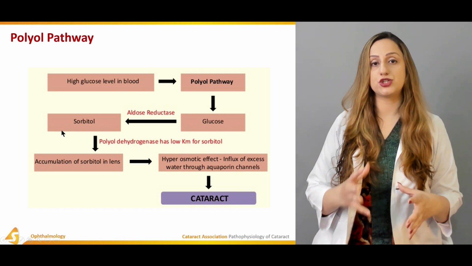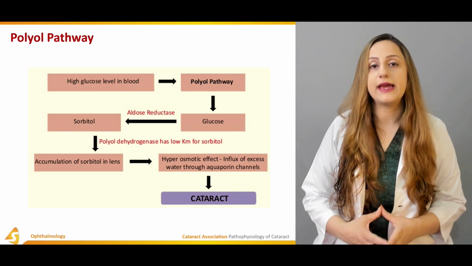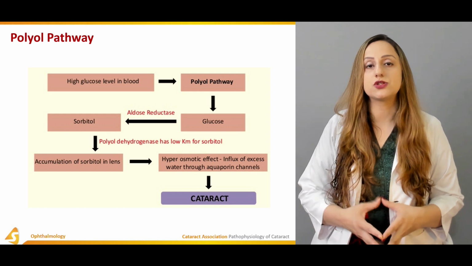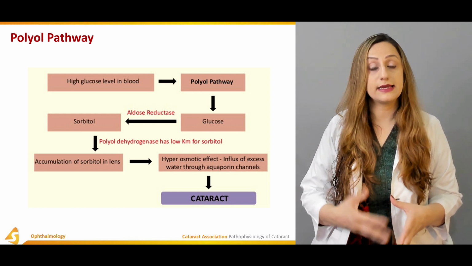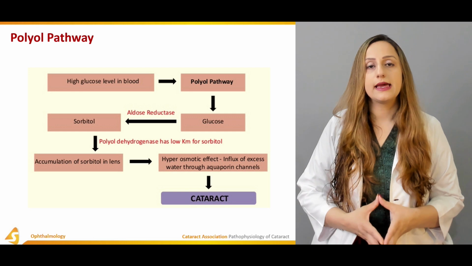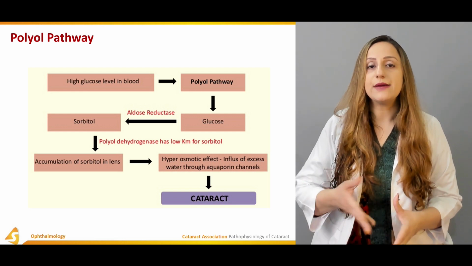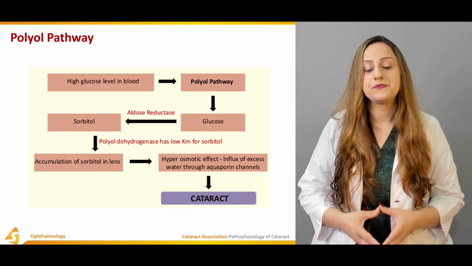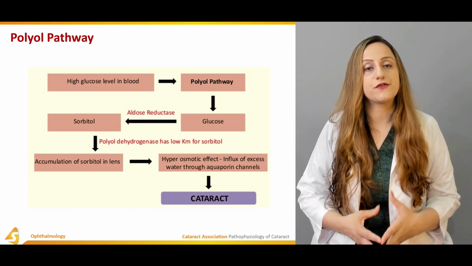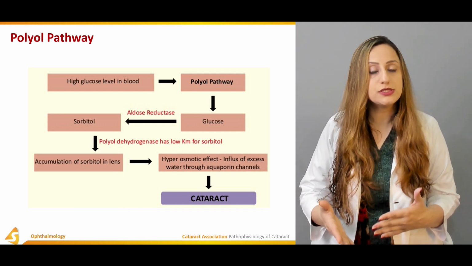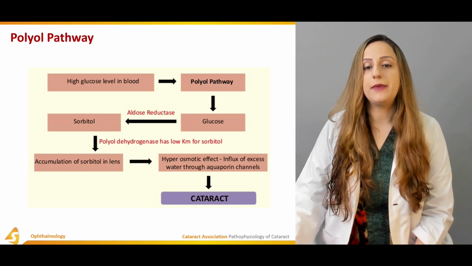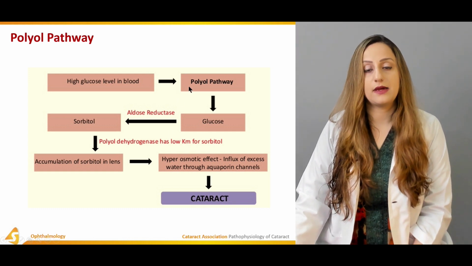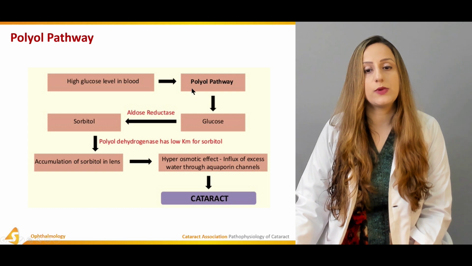When is this condition mostly seen, that we have high glucose levels in the blood? Obviously, the excess glucose is present in the blood in diabetic patients. So diabetes mellitus basically results in the formation of cataract in a patient through this pathway. The polyol pathway is activated right here, and then we have the glucose.